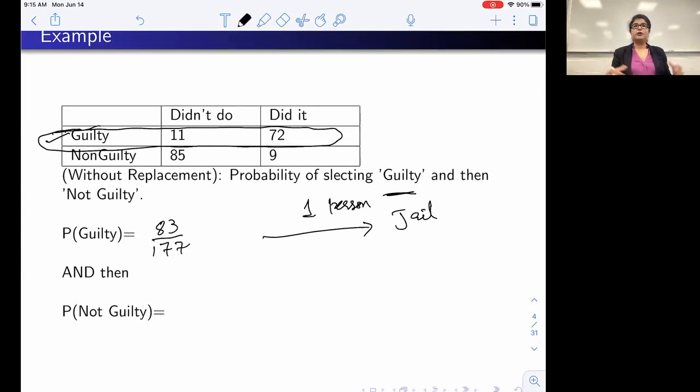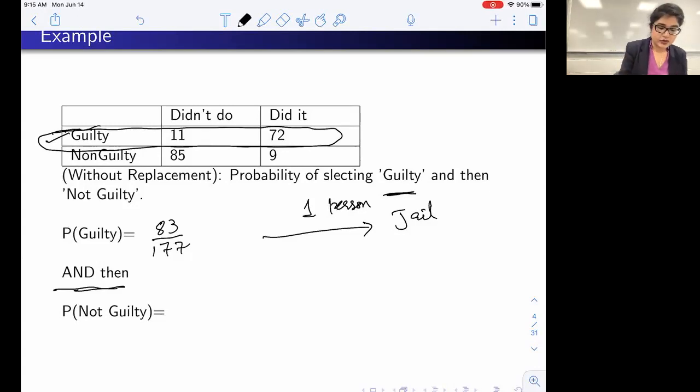So then from that sample space, from 176 people, we are going to do the second experiment after that. So it means without replacement. I'm not replacing that person back into the same sample space. I'm not keeping him again as a victim. He is proved guilty, so I'm putting him in jail. So the rest of the people will be 176. And from those 176 people, I am finding the person who is not guilty.